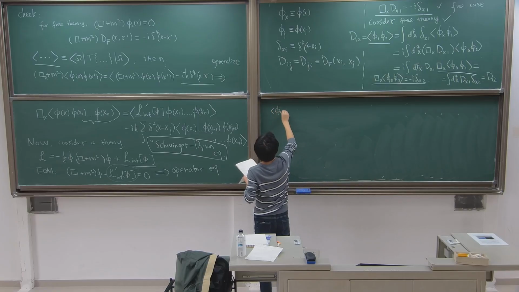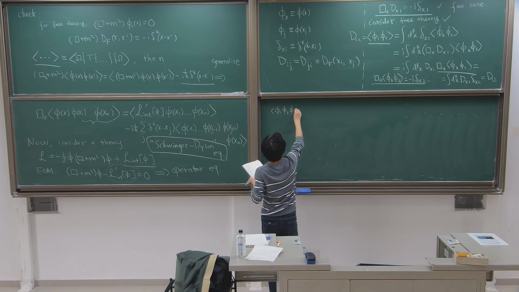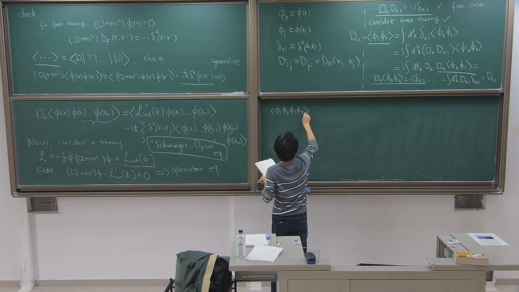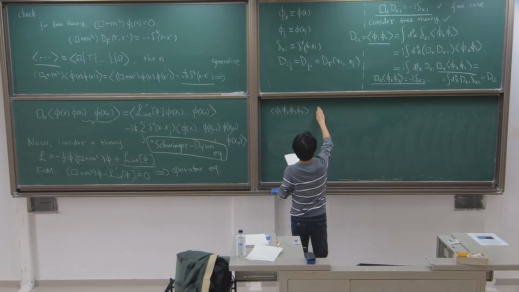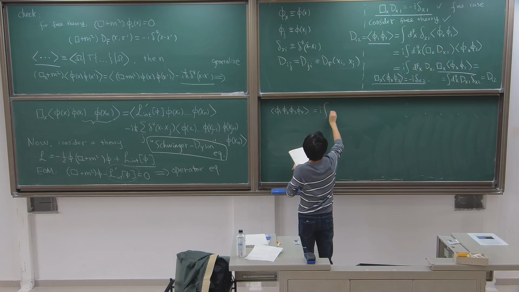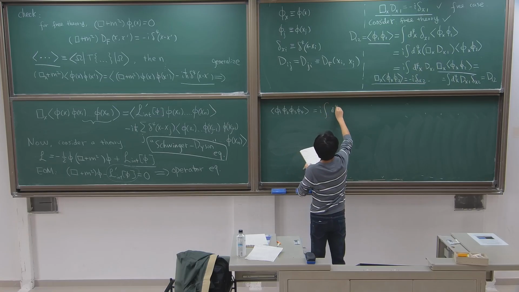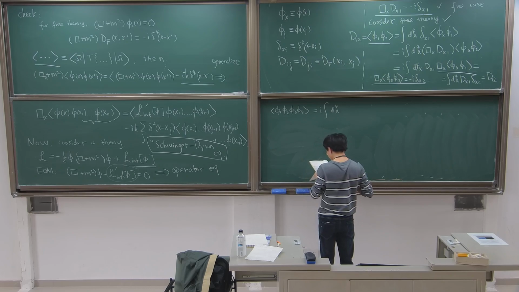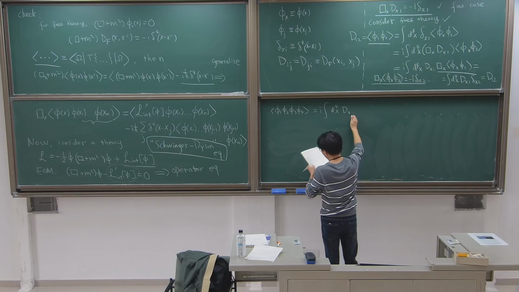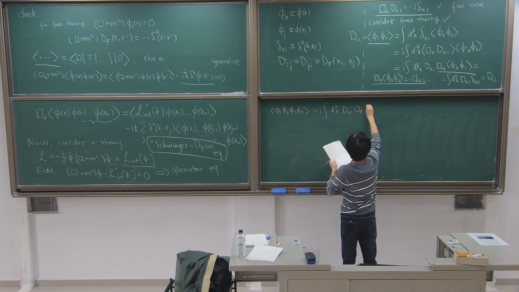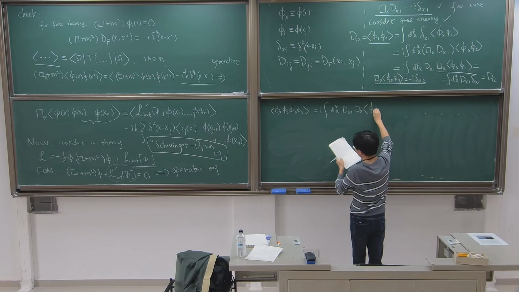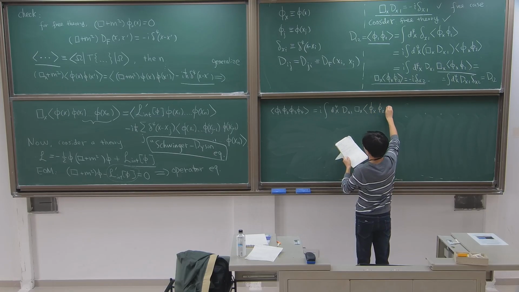So if I have 4 insertions, meaning phi 1, phi 2, phi 3, phi 4, then again, I can try to play the game. For example, I can first try to replace phi 1 by acting on a box with an integral over x. Okay?